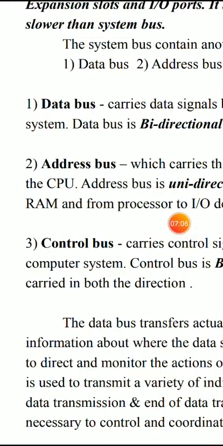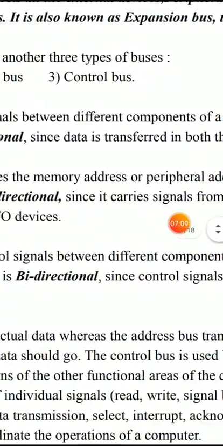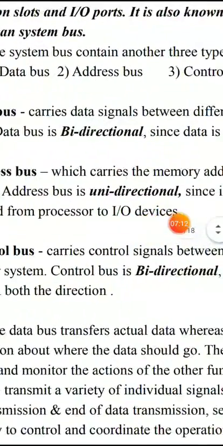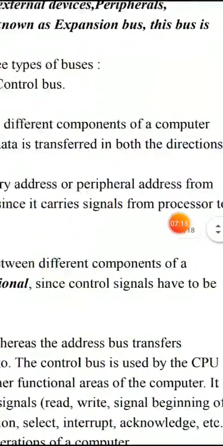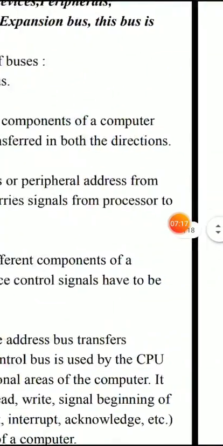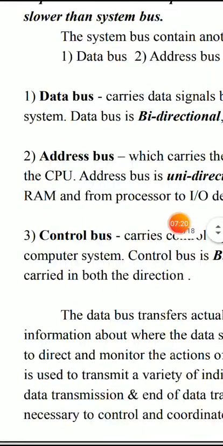Next one is called the control bus, which carries control signals between different components of a computer system. The control bus is bidirectional since control signals have to be carried in both directions. A general example of control signals is read and write. Read is a signal received by the control bus in order to carry out reading of data from the memory devices. Similarly, write is a signal which is used to write some data into the memory of a computer system.